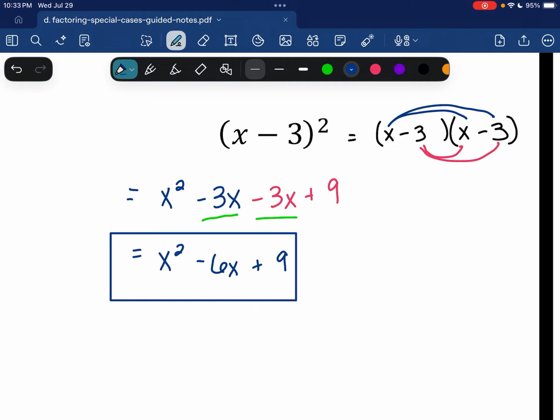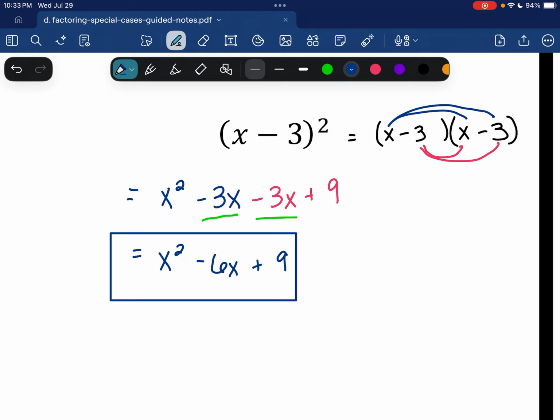Just like 1, 4, 9, 16, and so on. Those are all perfect square numbers. This trinomial itself is a perfect square because it's the product of taking something, this x minus 3, and squaring it or multiplying it by itself. Pretty cool. All right, so let's fill in this side of our little graphic organizer here.